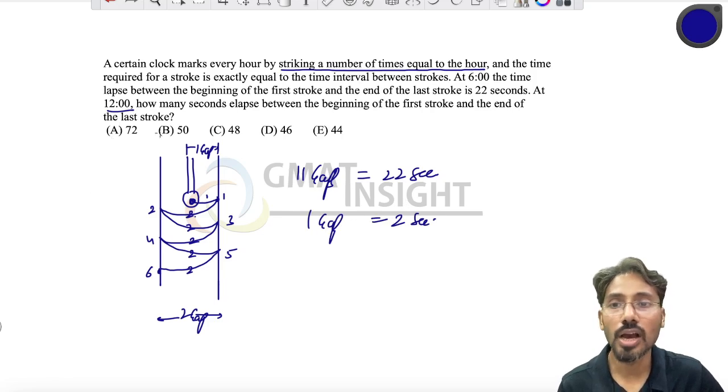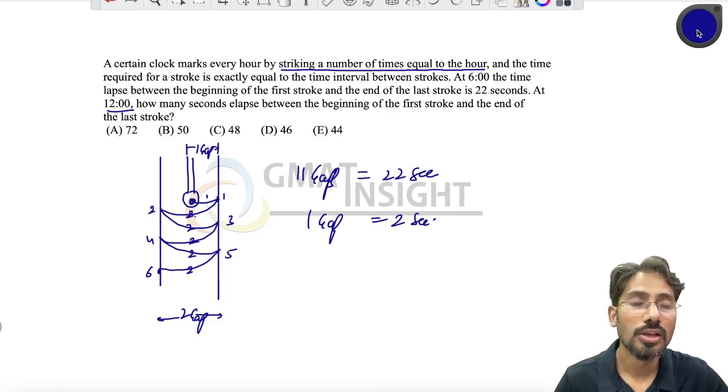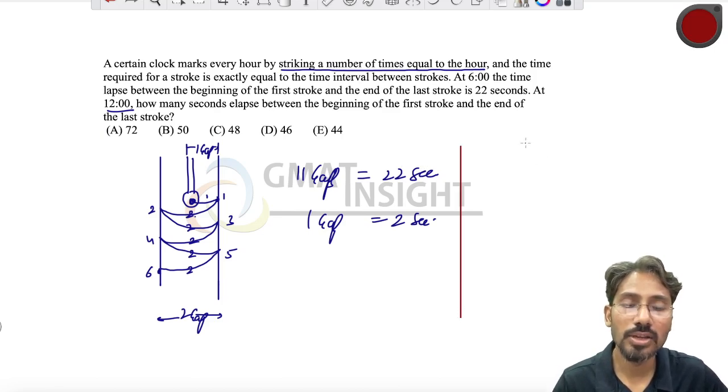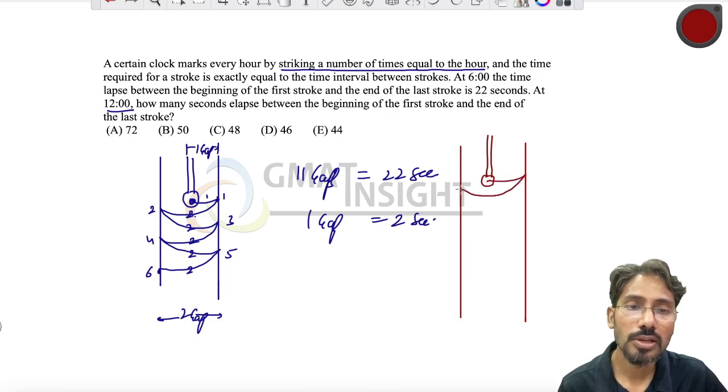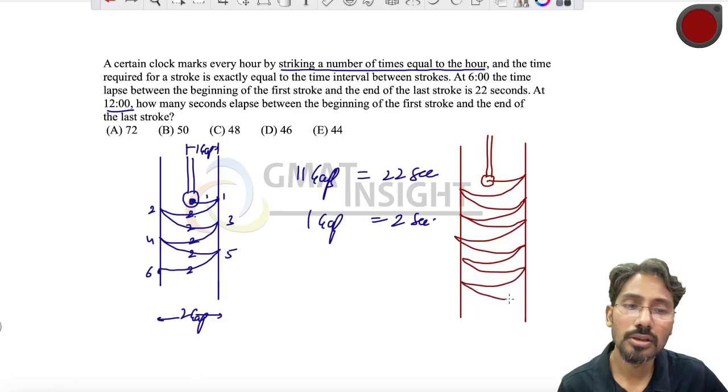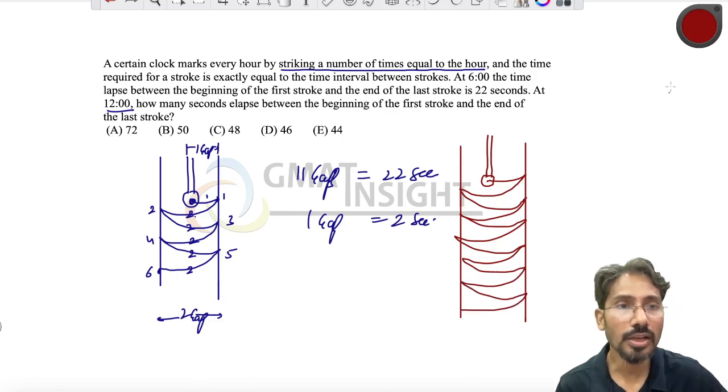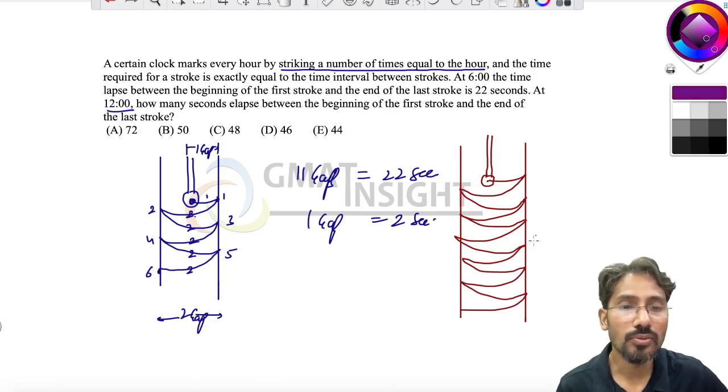At 12 o'clock, how many seconds elapse between the beginning of the first stroke and the end of the last stroke? Now let's just quickly understand this part as well. So once again I'll draw the same diagram so that we can relate the two things. We have the pendulum here and we have to have 12 strokes at 12 o'clock. So first stroke, second, third, fourth, fifth, sixth, seventh, eighth, ninth, 10th, 11th, 12th. Right? How many strokes? Let's just count them.